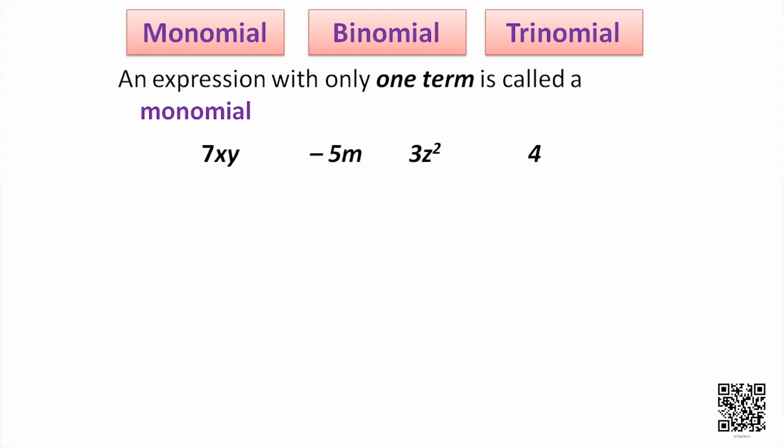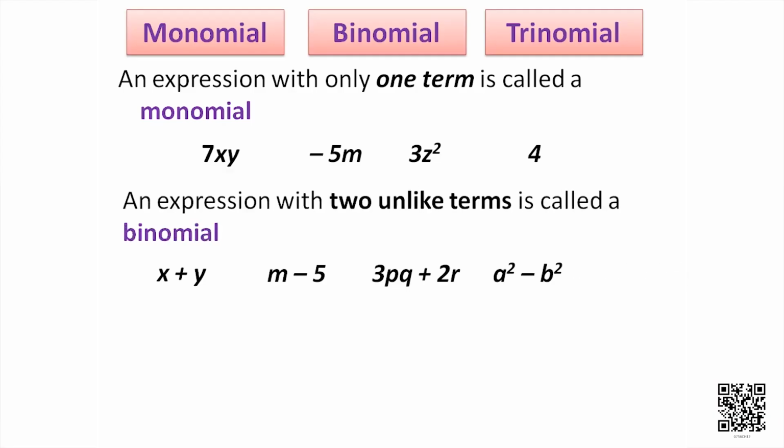So, let us see: x plus y, m minus 5, and we have 3pq plus 2r, and a square minus b square. These expressions have two terms. So, an expression with two unlike terms is called a binomial. An expression which has two terms that are not like terms is called a binomial.